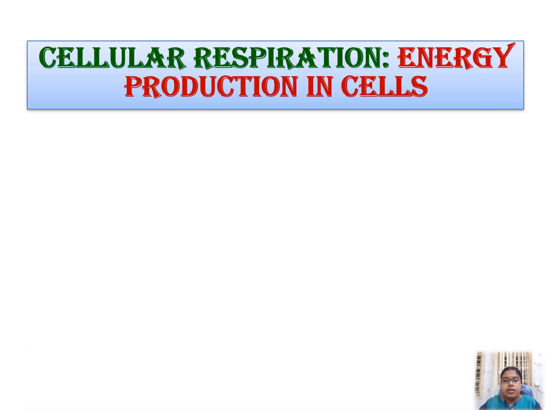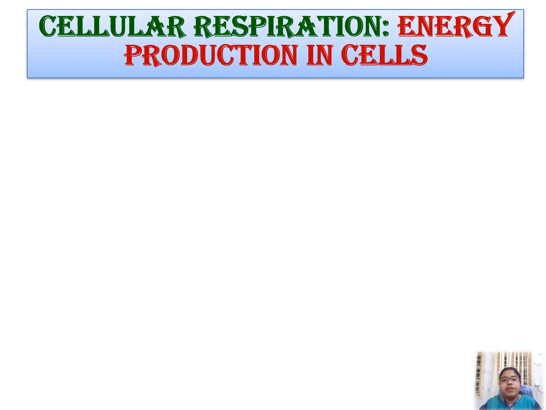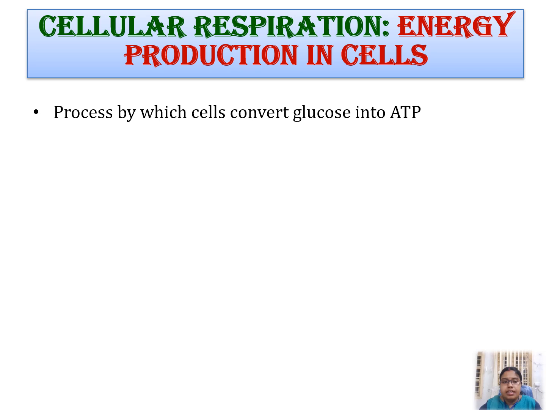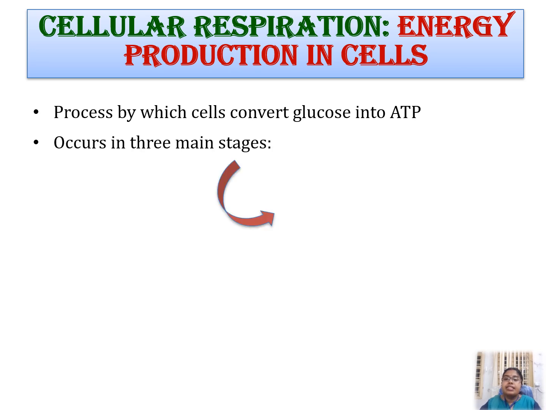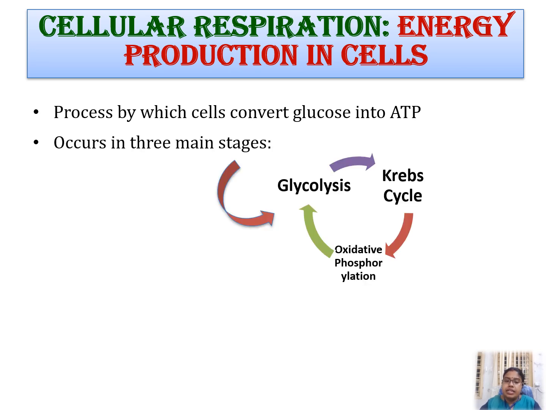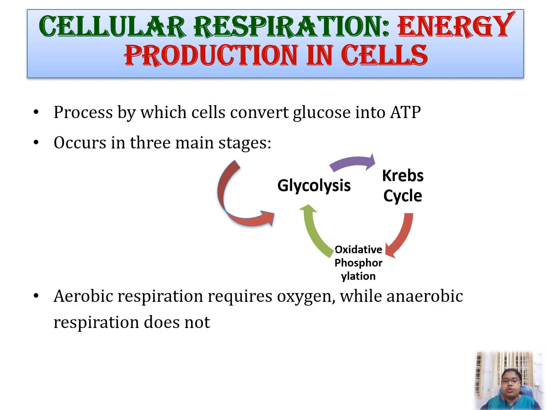Then, cellular respiration, the energy production in cells. It is a process by which cells convert glucose into ATP. There are three main stages: glycolysis, Krebs cycle, and oxidative phosphorylation. These processes we will explain in the next video.